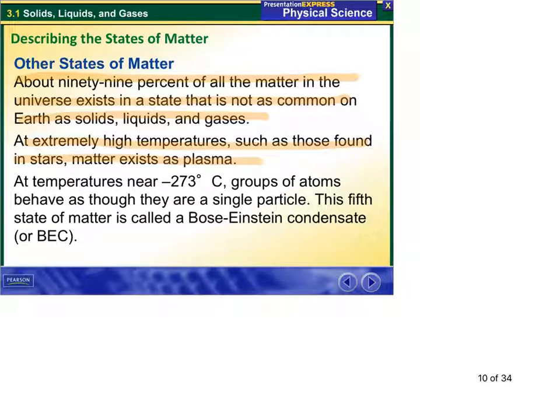And if we go down to very low temperatures, near negative 273 degrees Celsius, absolute zero, groups of atoms start to behave as though they were a single particle, and this is called a Bose-Einstein condensate, or BEC. On Earth, we don't see these much, but out in space, in the universe, we do. So the sun and stars, Bose-Einstein condensate out a long ways out in space, matter appears to be existing as this.